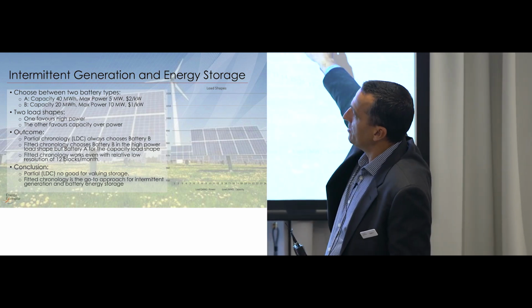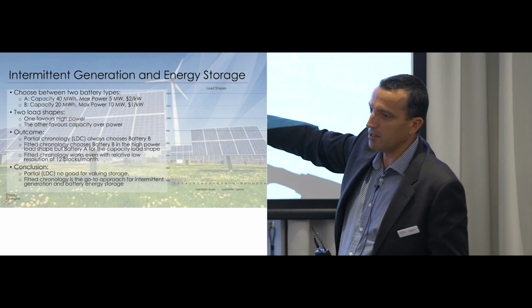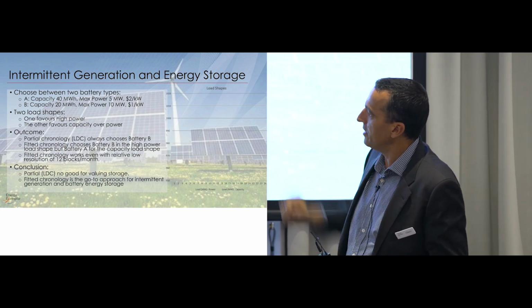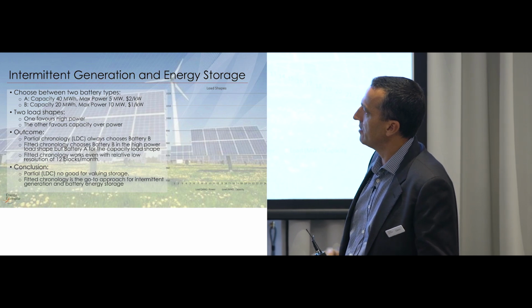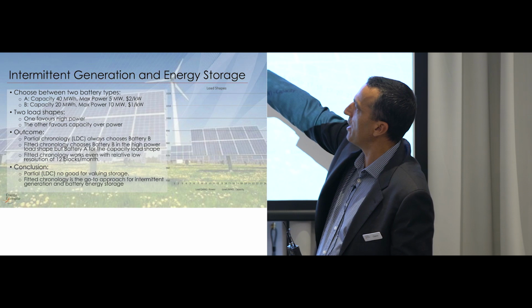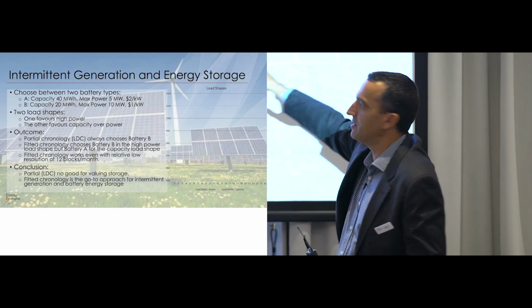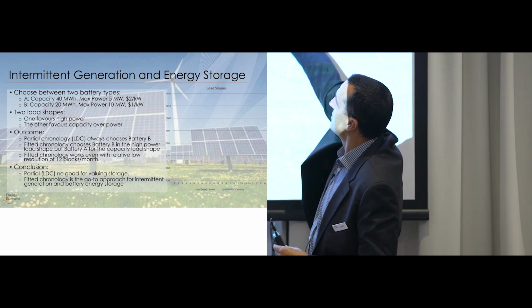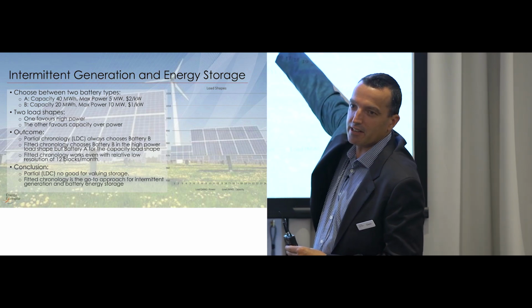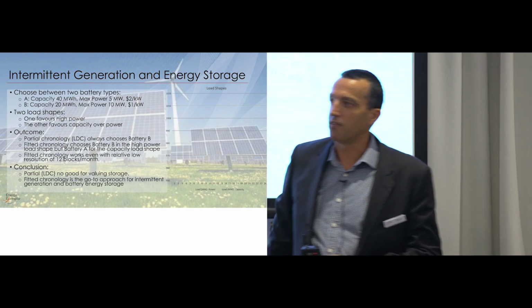So using that load shape, they then tested the load duration curve approach versus the fitted chronology. And the interesting outcome is that the LDC approach, or the partial chronology, always chose battery B. It always went for the power, all right? It didn't care about the capacity because all it knows is that this energy occurs in the day. It didn't know that it was a stretch of energy where it needed to provide that out of storage.